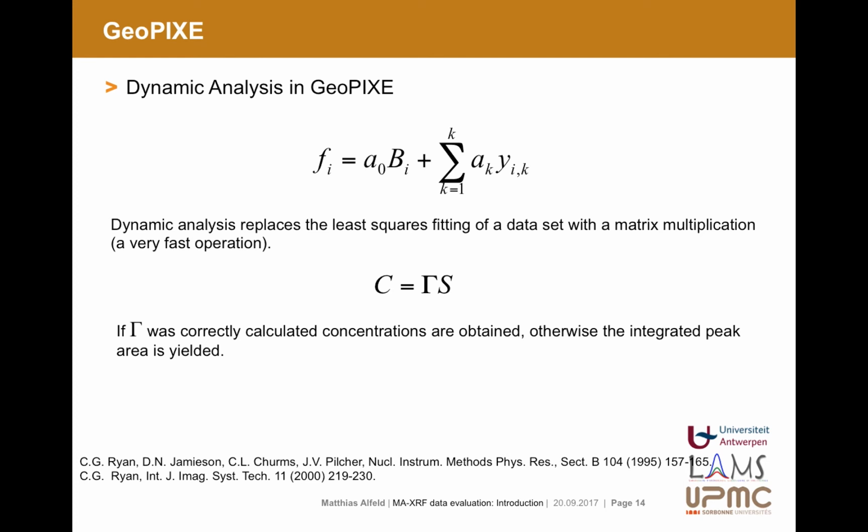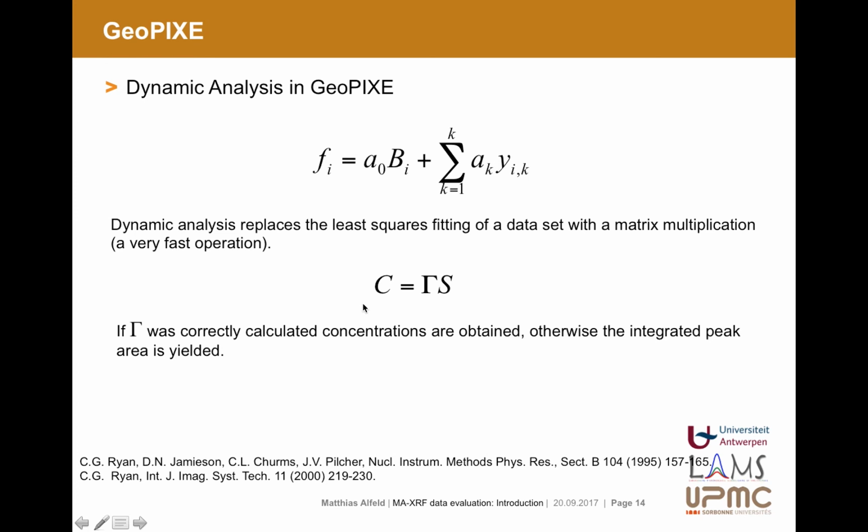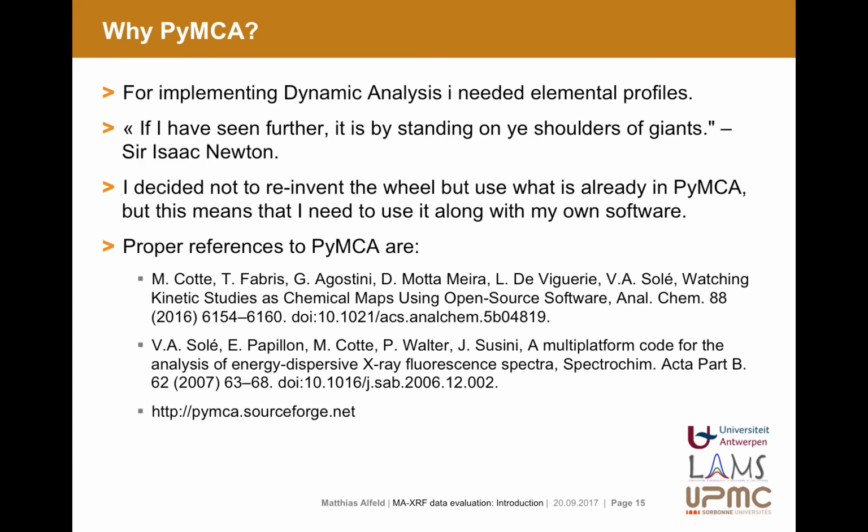It is a very fast and efficient way to treat data, and so I integrated this into Data Muncher. There was only one problem. I needed elemental profiles. This is basically how you calculate this tau matrix here, and how to get them. Now, the mathematics is out there, and it would have been possible to just take it from the textbooks, put it into a program, and then finish it.